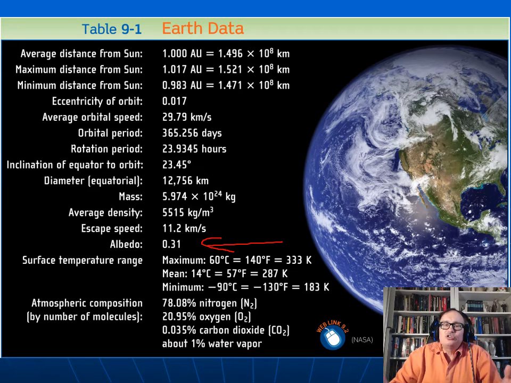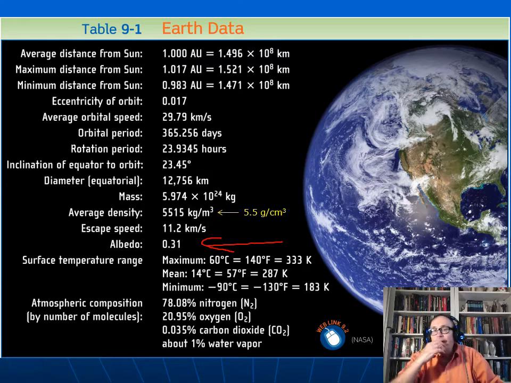Average temperature at the surface of the Earth. Mean average temperature is about 57 degrees Fahrenheit. So that's the average across the entire planet. Now that ranges from the really hot deserts to the really cold Arctic regions. But on average, it's about 57 degrees Fahrenheit. Obviously, the closer you are to the tropics, the warmer the average is going to be. But that's the global average. Okay, and then we have the atmospheric composition right there.